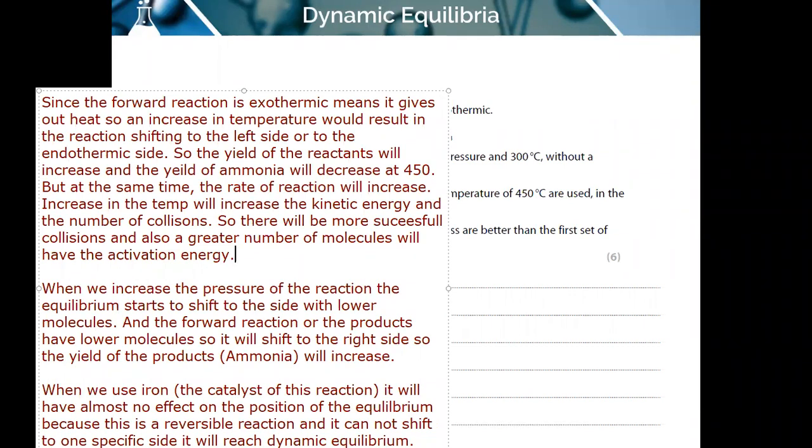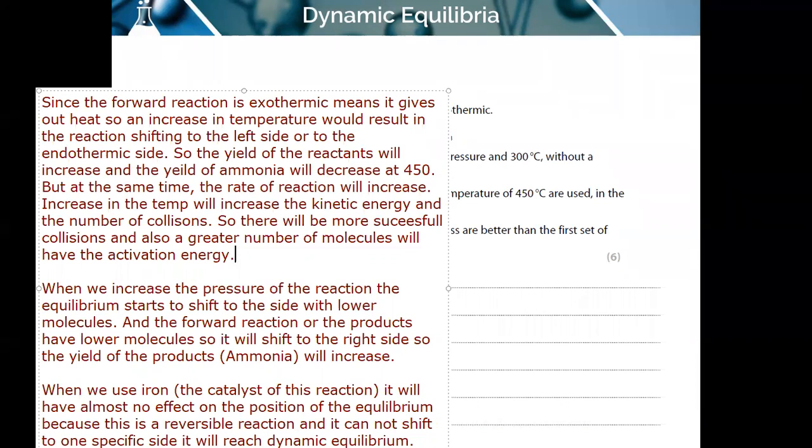the amount of ammonia produced will be low, the rate of reaction will be higher. That is why we are going for 450 degrees centigrade, because the rate of reaction is higher. So this is where you had to mix both topics: rate of reaction and equilibrium. Now you've talked about both things.